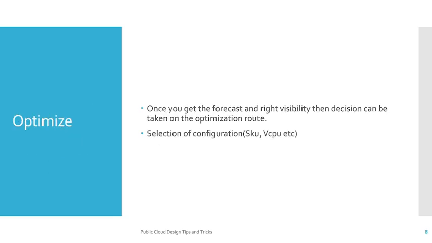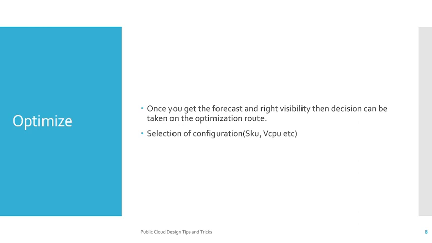The last one is optimize. When we are talking about optimize, once you get the forecast and right visibility, then decisions can be taken. Like as I said, set up the alert, or stop the server, or you scale down your Kubernetes capabilities. These are all things that can be done once you get that visibility, what exactly is going on.